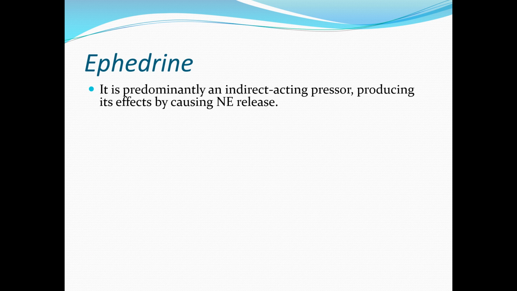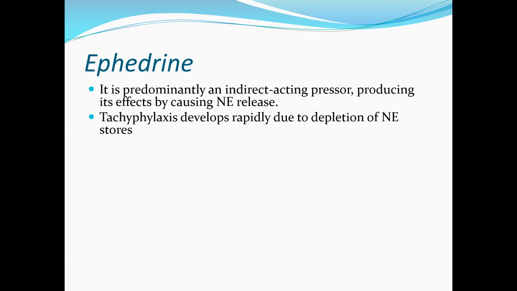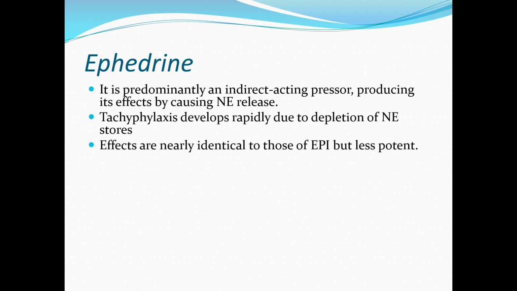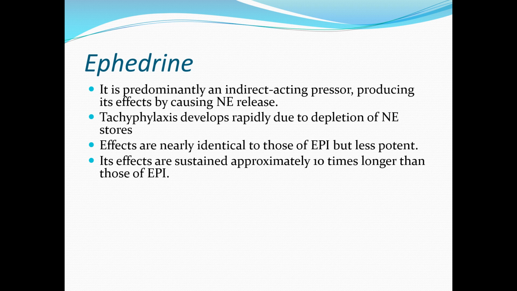Ephedrine. It's a predominantly indirect-acting pressor. It causes release of norepinephrine. It can have tachyphylaxis pretty quickly because norepinephrine stores are limited, and especially in patients in shock, there may be no additional norepinephrine in store, so it won't work. Its effects are nearly identical to those of epi, but it's not as potent. Its effects are sustained about 10 times longer than those of epi, so it's still a short-acting drug, but it's much longer than epinephrine.